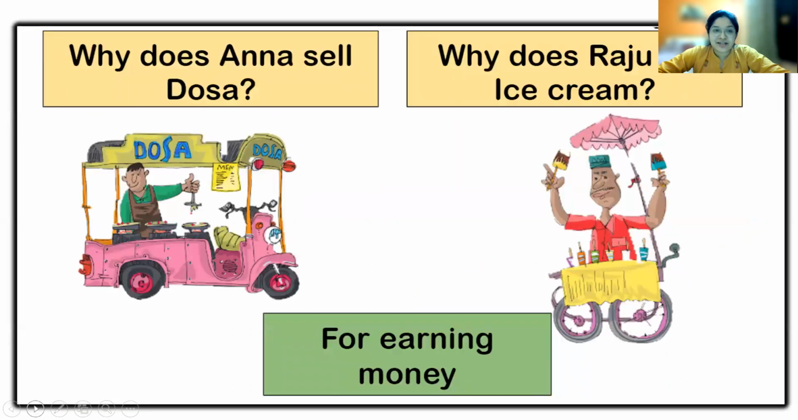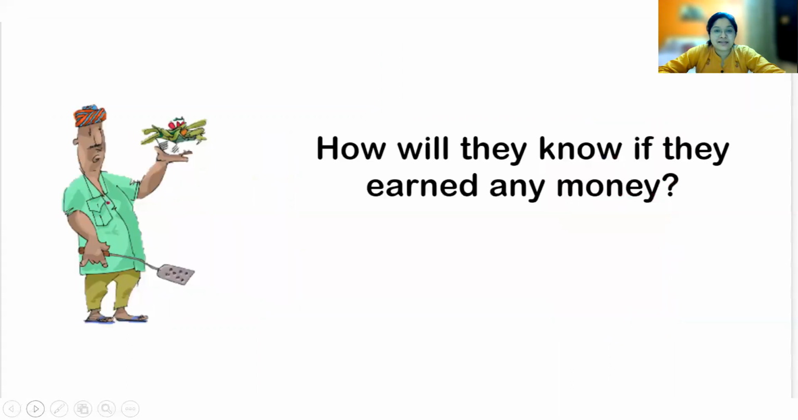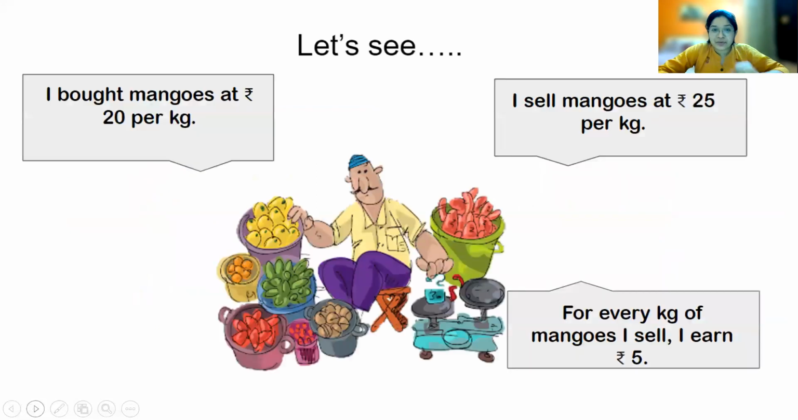So have you ever wondered why Anna sells dosas and why Raju sells ice cream? Yes, they do it for earning money. But here comes a big question. How do we know if they earned any money at all? We must find out, right? So we can do it. We will try to find out how.